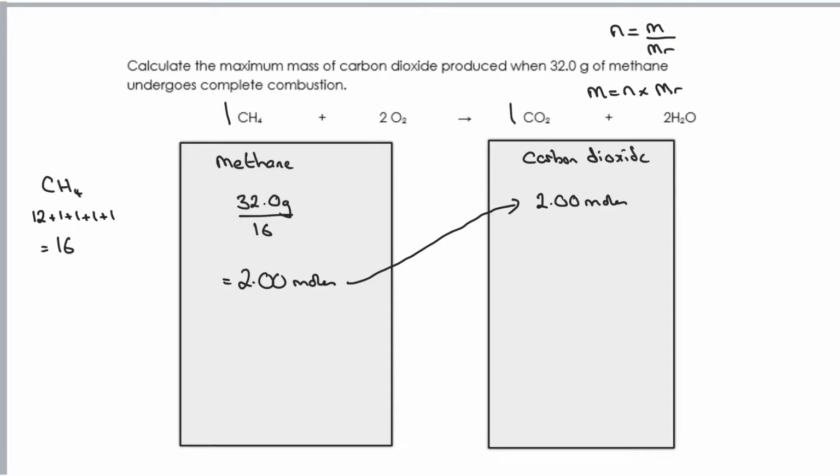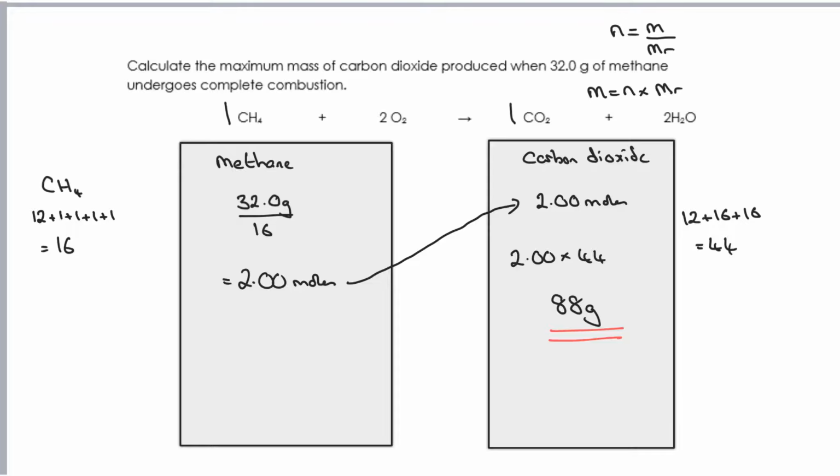So we need to know the MR of carbon dioxide. Now, carbon is 12, and we've got 2 oxygens, each of which are 16. So therefore we get an MR of 44. So mass, number of moles times by MR, so we've got 2.00 times by 44, and we get 88 grams. Good idea just to underline the answer and make it stand out and easy to see and easy to mark.